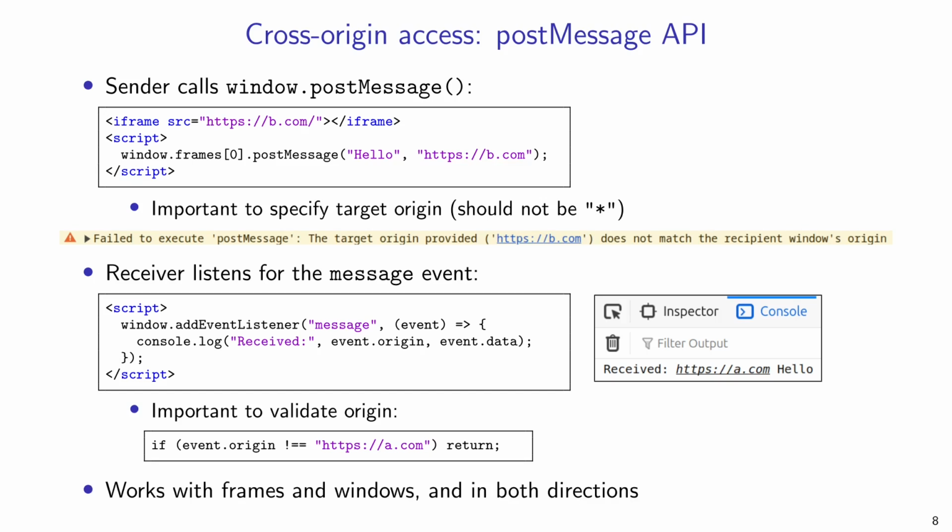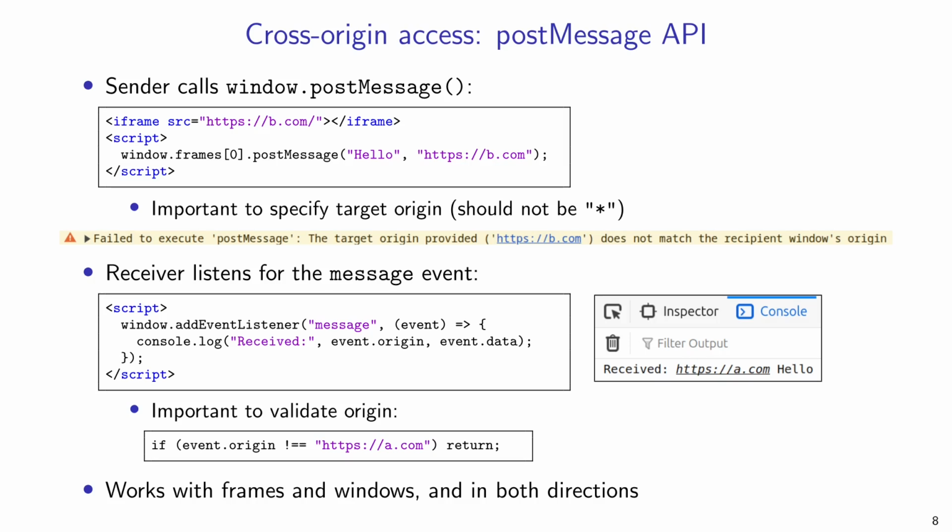Anyhow, so this method works for both iframes and windows, and data can be sent in both directions. This cross-origin communication method does not involve sending network requests. The data here is transmitted by making it available to different JavaScript security contexts.